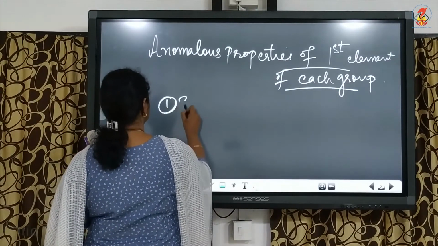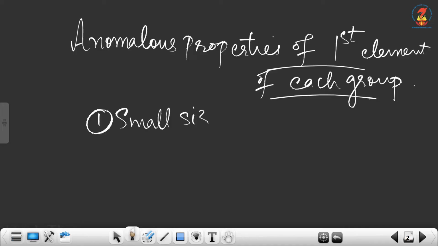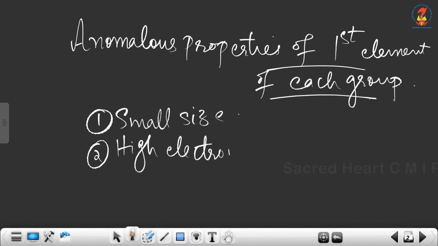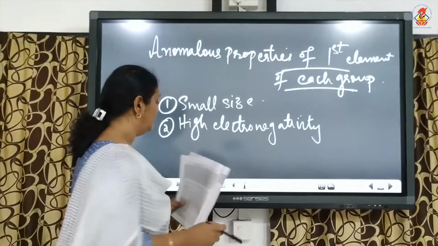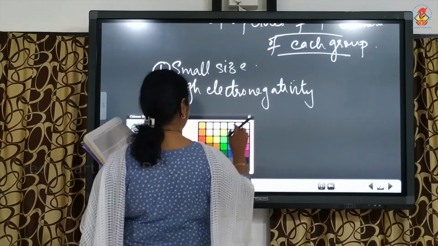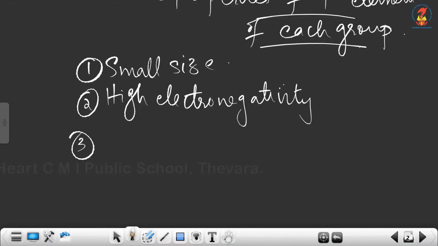The first reason is small size. You know, the first element has the smallest size in a group. Now the second reason is high electronegativity. Okay. Now the third reason is maximum covalency is 4.